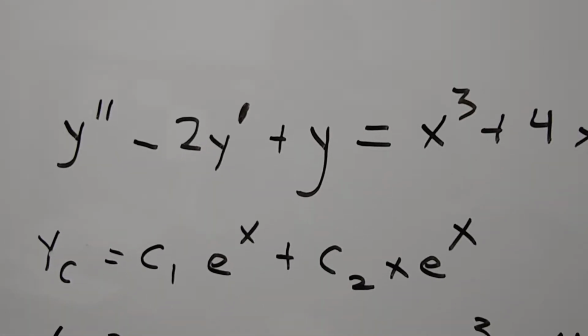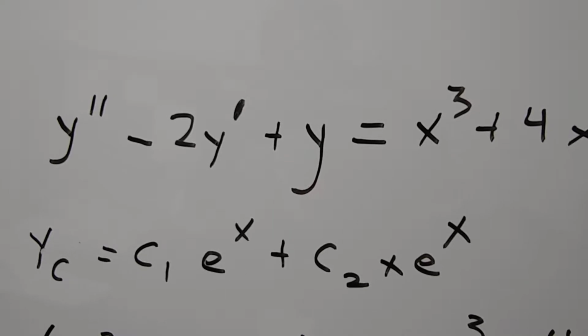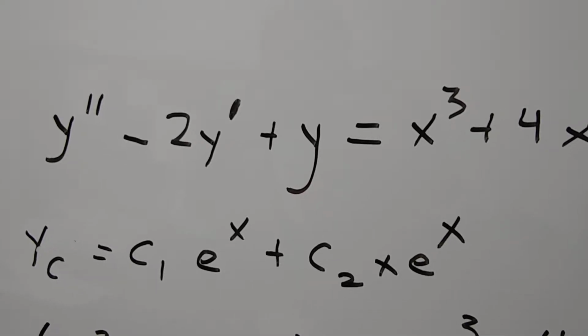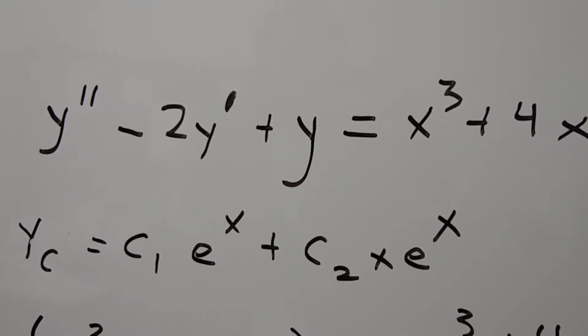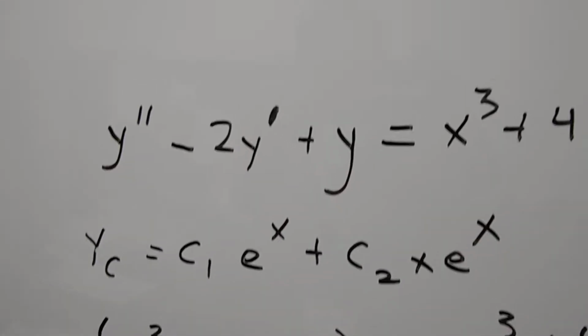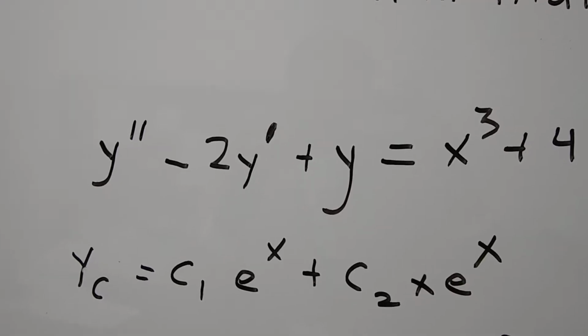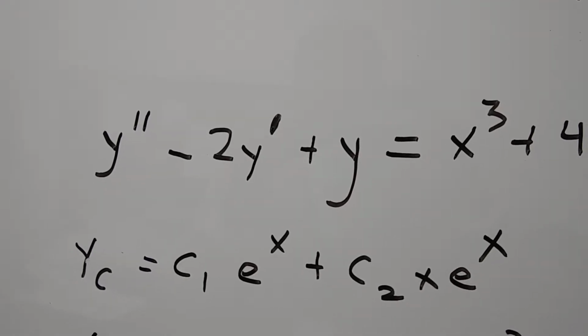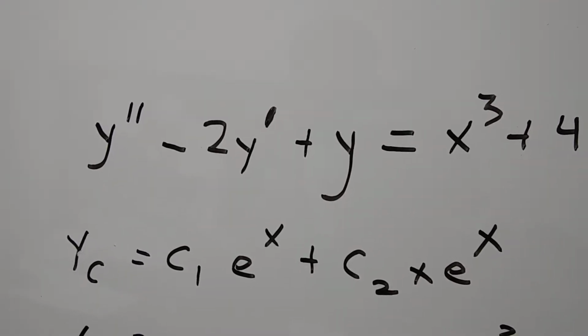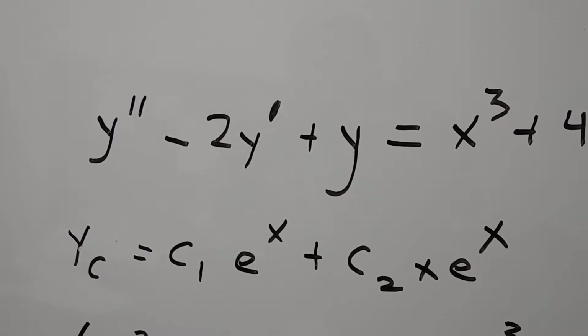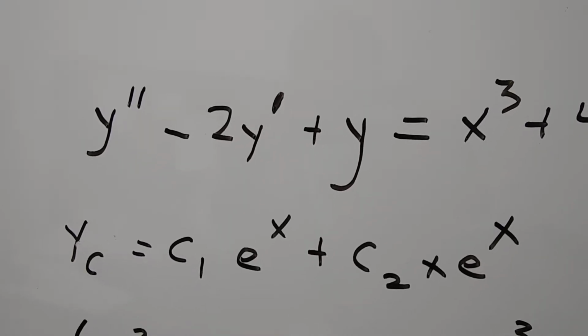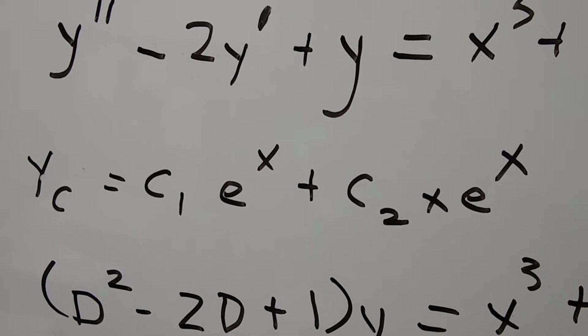Immediately the complementary solution is going to be y sub c is equal to c1 e to the x plus c2 x e to the x. Because when I factor the auxiliary equation, namely m squared minus 2m plus 1 equal to 0, that's really (m minus 1) squared equal to 0, so hence I get my complementary solution.